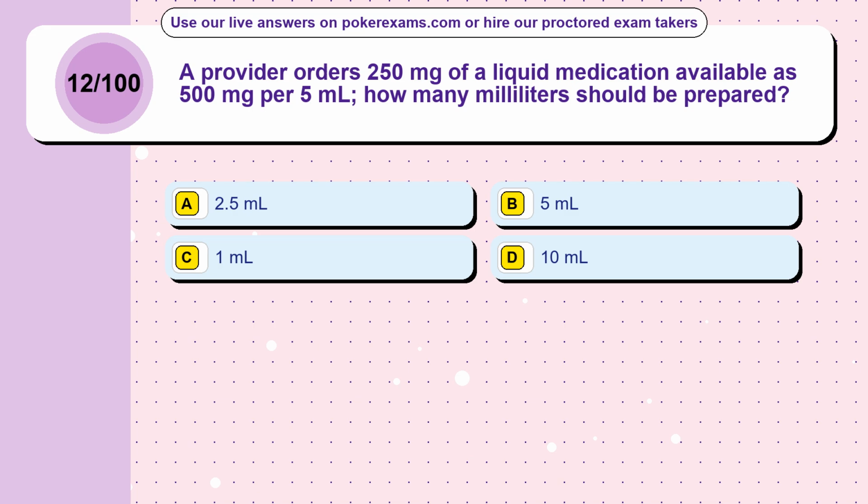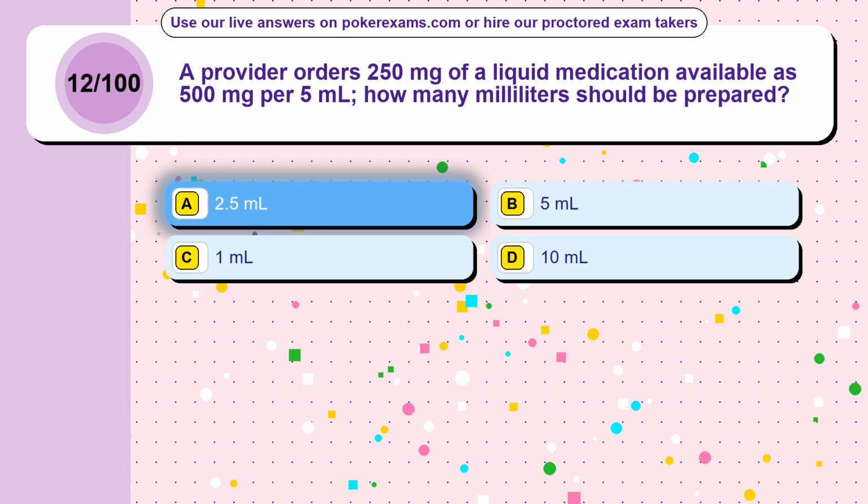Question 12. A provider orders 250 mg of a liquid medication available as 500 mg per 5 ml. How many milliliters should be prepared? Option A. 2.5 ml. Option B. 5 ml. Option C. 1 ml. Option D. 10 ml. The correct answer is option A.